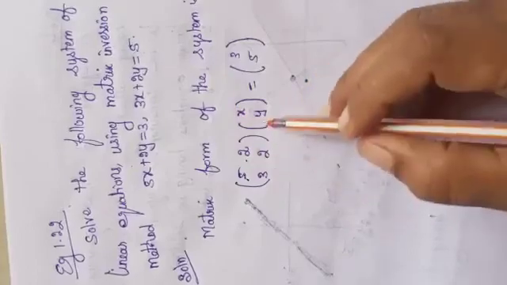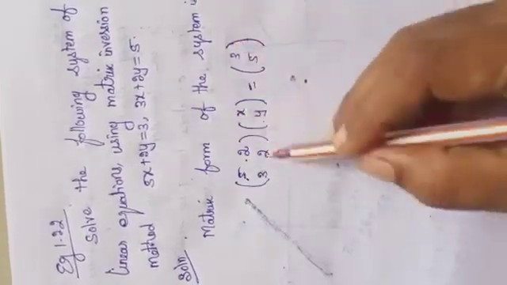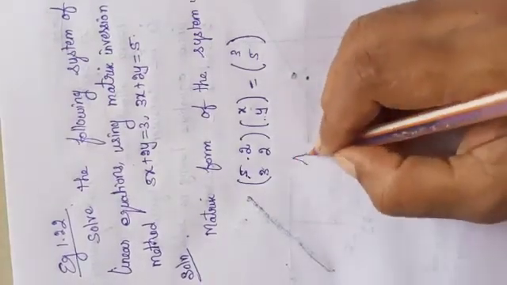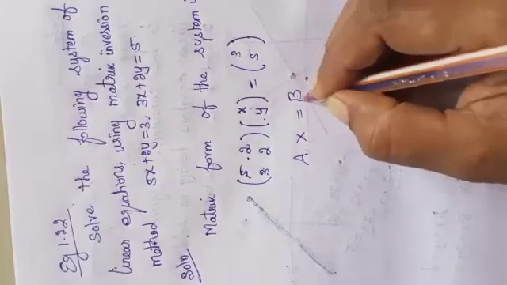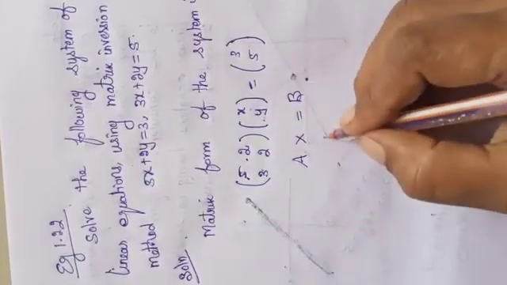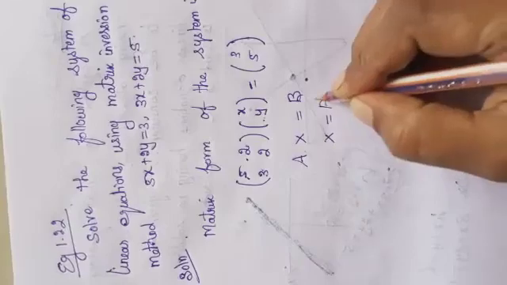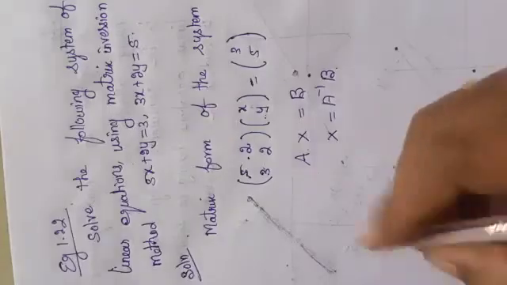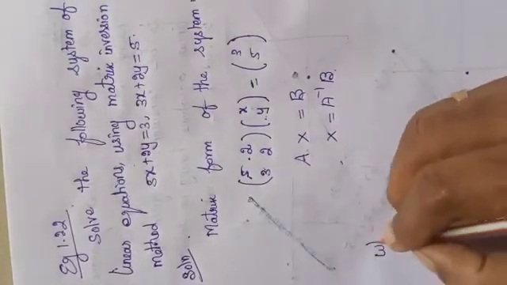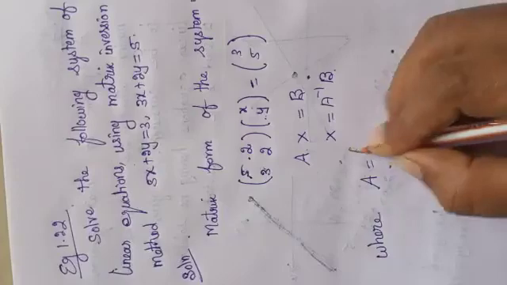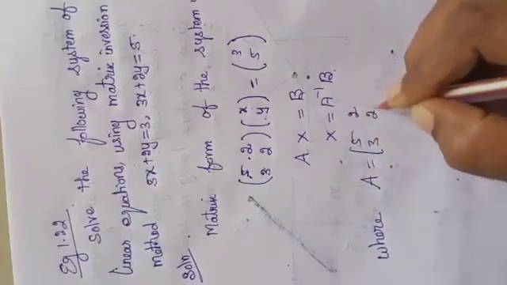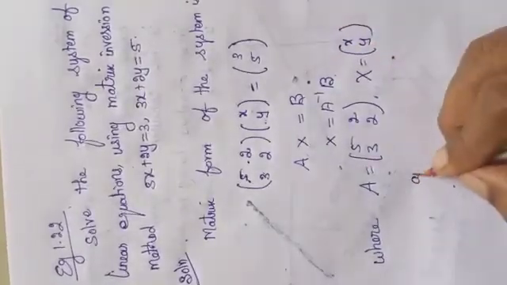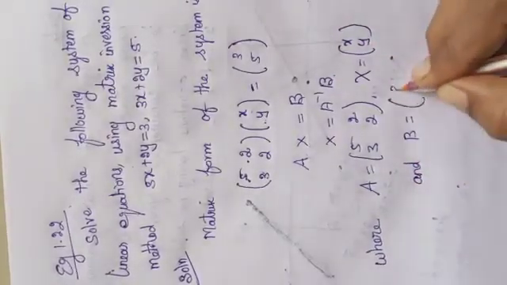See, 5x plus 2y equal to 3, 3x plus 2y is equal to 5. Now, this is of the form AX is equal to B. So, from this what may we get? X is equal to A inverse into B, isn't it? No need to do all the steps. Directly you can write X is equal to A inverse B. So, where matrix A is equal to 5, 2, 3, 2, X is equal to matrix x, y, and B is equal to matrix 3, 5.